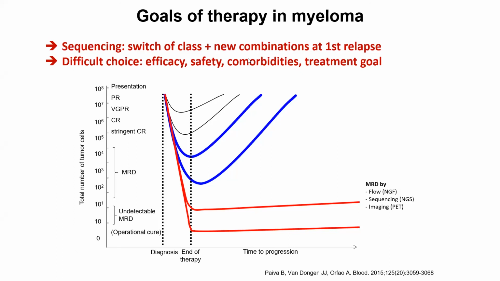So by saying that, we have to use sequencing, switch of class, and new combinations at first relapse. Yes, we are facing some difficulties like efficacy, safety, comorbidity, treatment goal, but we have to try to do our best for this incurable disease. Thank you for your attention.